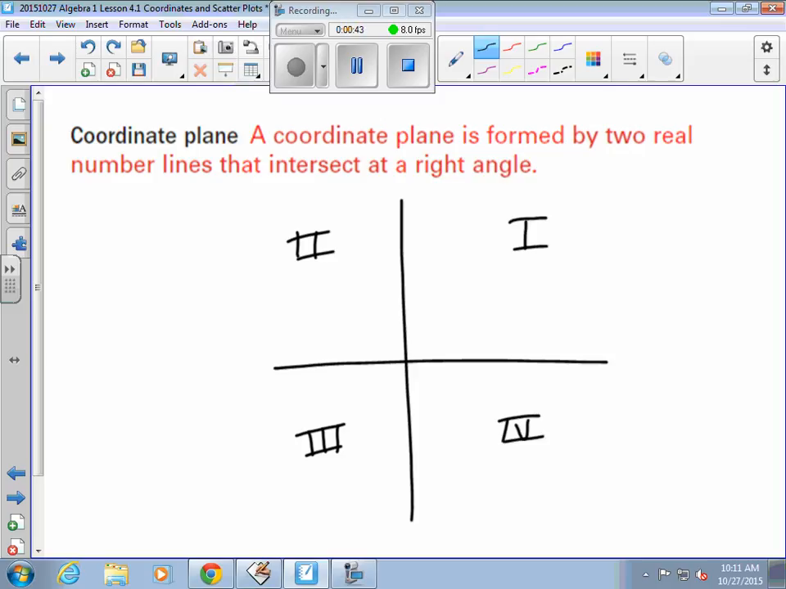It's always written in Roman numerals, and it always goes like this. That's because of the way angles open up. You'll see that in a couple of years when you get to advanced math. But all you've got to know right now is the coordinate plane, when you draw a plane.